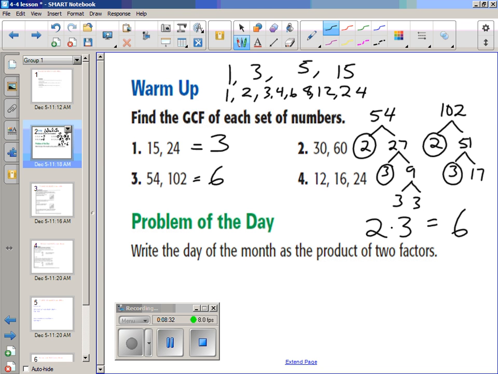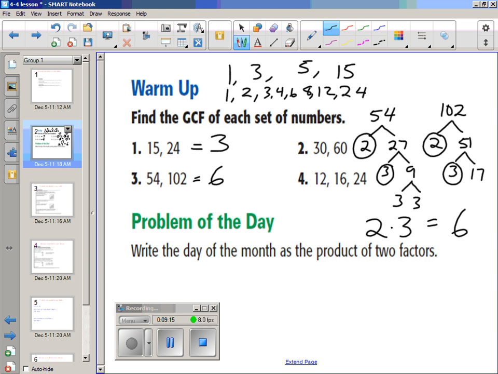Now, does 6 go into 54? It better. If it's one of our greatest common factors, it better go in there. And 6 times 9 is 54. Does 6 go into 102? It better if it's our greatest common factor. 6 goes into 102 17 times. How many kids got number 3 right? How many kids put 3 down as their greatest common factor? Did anybody put 2?